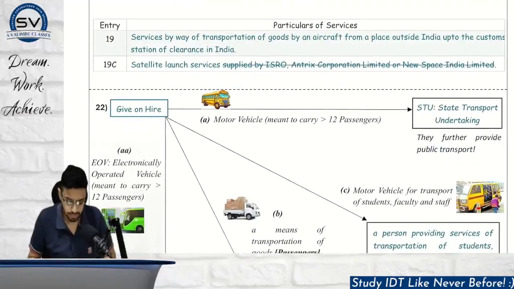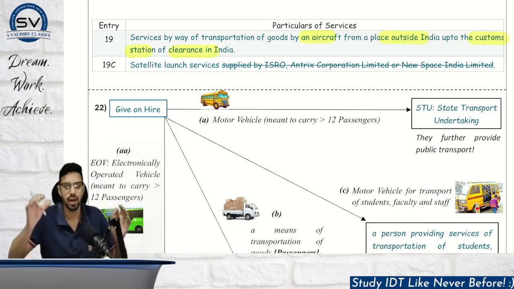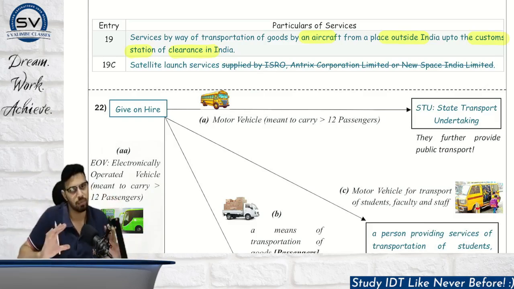Okay, next, services by way of transportation of goods by an aircraft, specifically by aircraft from a place outside India up to the customs station of clearance in India. So we are exempting this. Technically GST could be leviable here, but we are exempting, but only in case of aircraft.